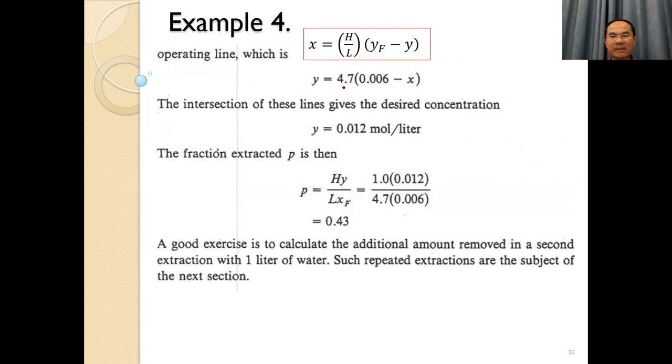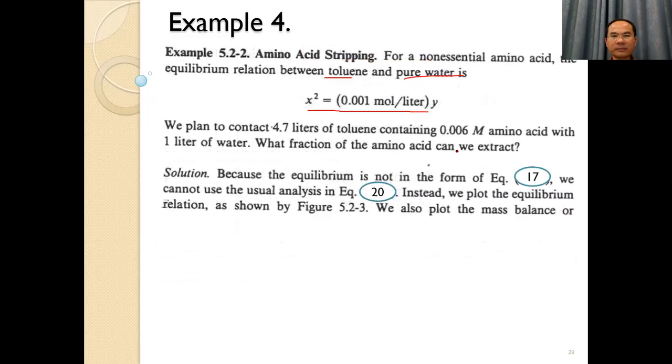XF is 0.006, the initial concentration of amino acid in the toluene. For this case, this is L over S. L over S is 4.7 liters of toluene. For this case, toluene is the light phase and S is the heavy phase, water.